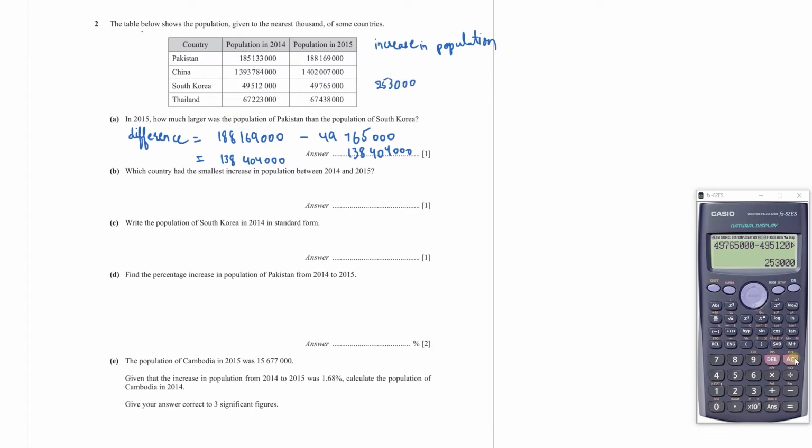And what about Thailand? So let's calculate that as well. 67,438,000 minus 67,512,000. 223,000. So this changes 215,000. So the country which had the smallest increase in population between 2014 and 2015 is Thailand.